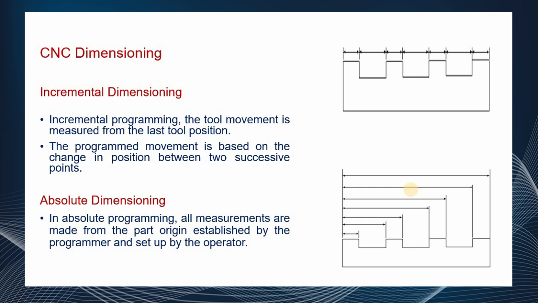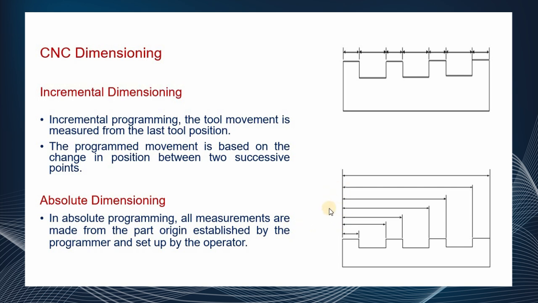Then another topic is CNC dimensioning. There are two types of dimensioning: incremental dimensioning and absolute dimensioning. In incremental dimensioning, the tool movement is measured from the last tool position. The program movement is based on the change in position between two successive points. This figure shows the incremental dimensioning.